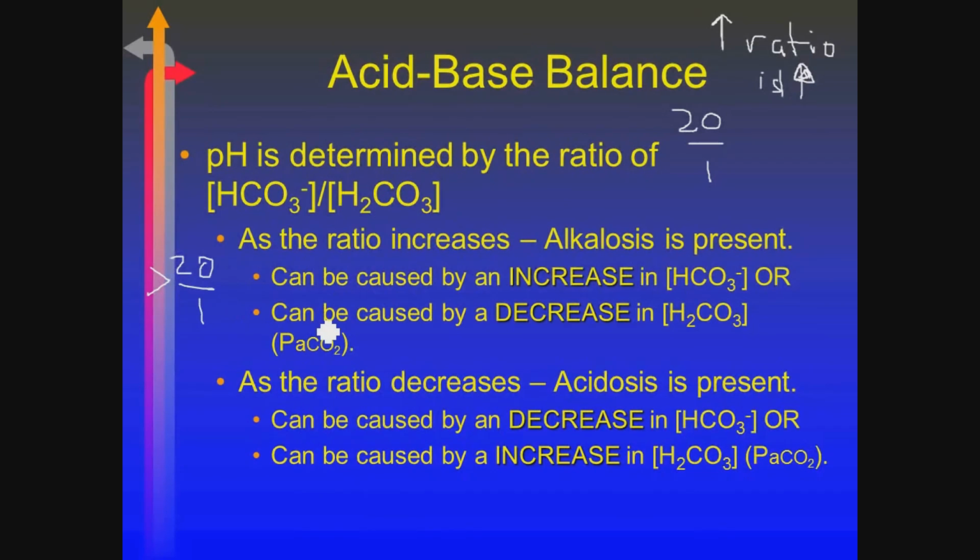That ratio can go up because the numerator went up or the denominator went down. Let me say that again. You can create an alkalosis because either the numerator goes up, the bicarbonate level rises, or the denominator goes down. There's a reduction in carbonic acid or PCO2. We say the same thing because they mean the same thing.